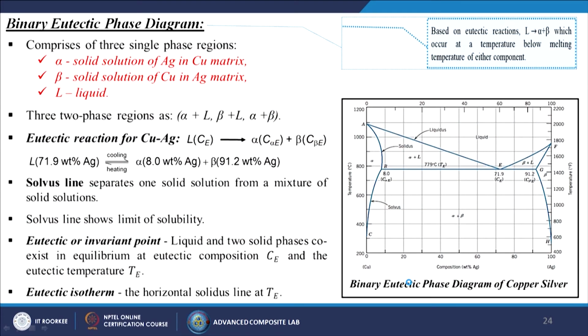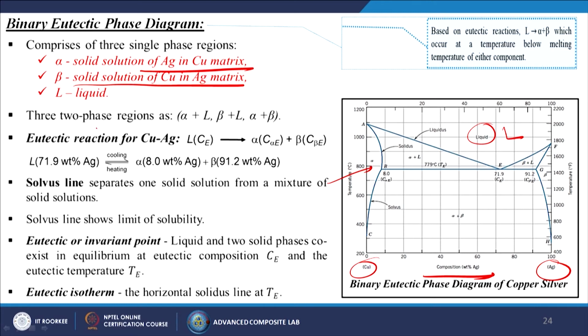Now, we are discussing the binary eutectic phase diagram. It is comprised of 3 single phase regions, say alpha, the solid solution of silver in the copper matrix. Now, we are going to give the example of copper and silver. Beta is the solid solution of copper in the Ag matrix, and L is the liquid. The horizontal axis is the composition in weight percent of Ag.